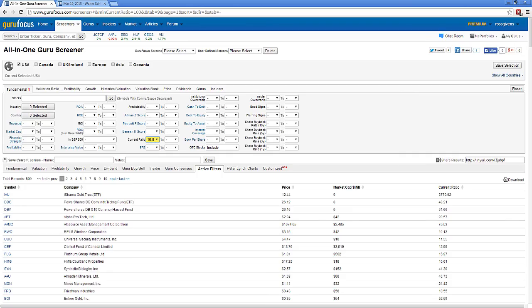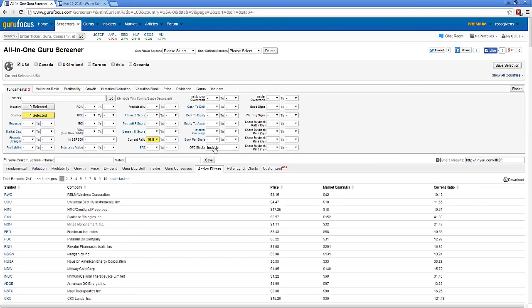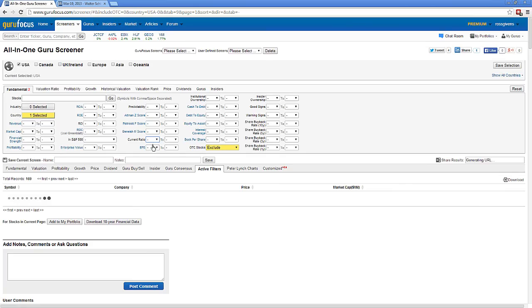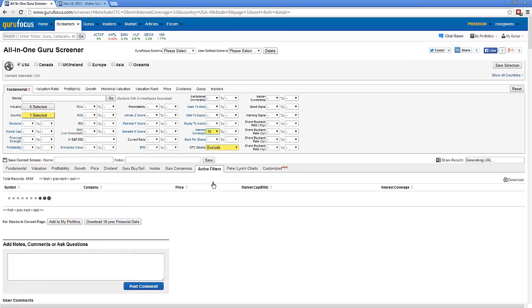Okay, we see we're instantly dropped here to 509 companies that meet that criteria. And depending on what country you're in, I'm going to obviously select the U.S. here to filter down to just U.S. stocks. And there's also a box that says OTC stocks. I'm going to exclude over-the-counter stocks. Now it looks like I checked the wrong box here. I checked the current ratio. My apologies. It should be interest coverage, which is here. Sorry about that. So yeah, interest coverage 10 or greater.